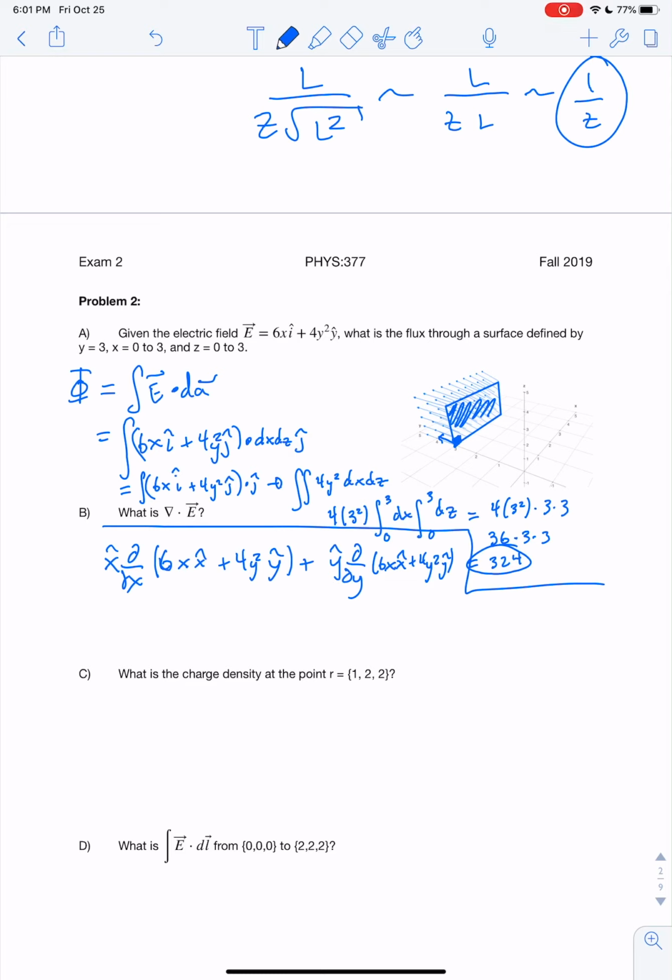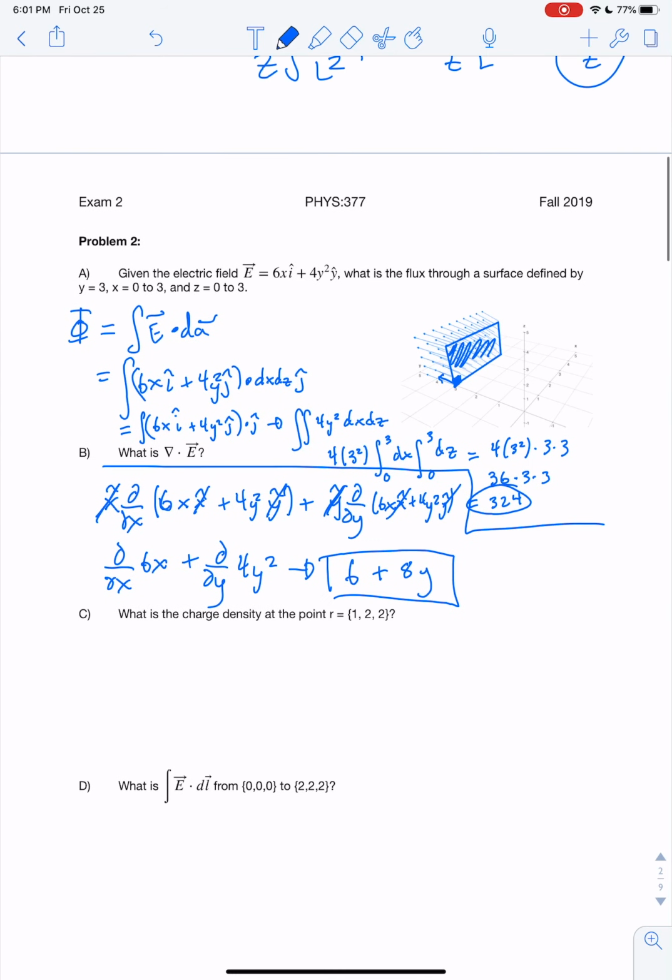So then this x hat and that x hat gives you 1, so you have d dx 6x, and then this x hat times that y hat gives you 0, and then plus y hat dotted into x hat is 0, and y hat dotted into y hat is 1, so you have d dy 4y squared. So then this becomes derivative of 6x is 6 plus 4y squared is 8y. Okay, and so that's what del dot E is.